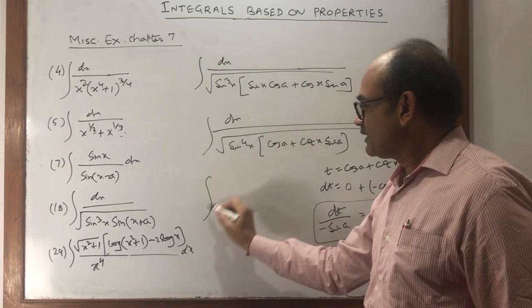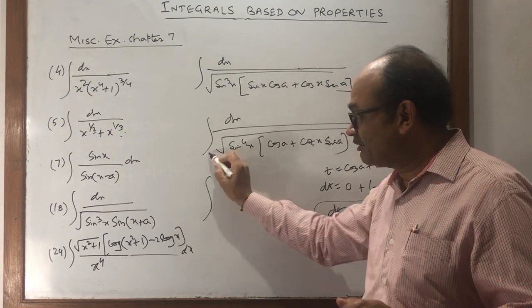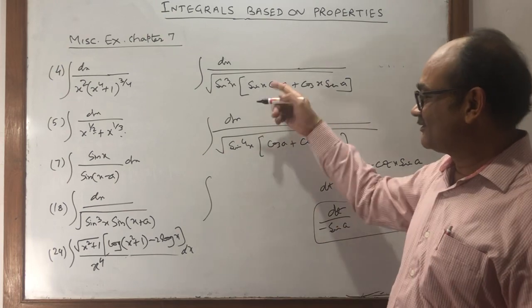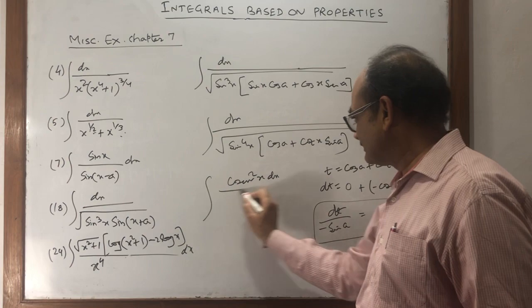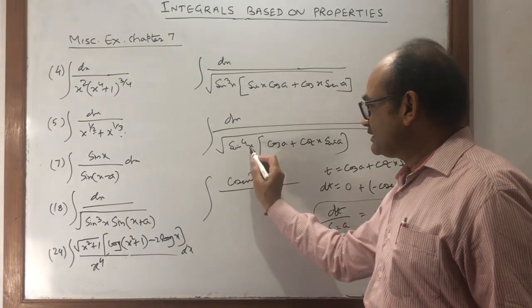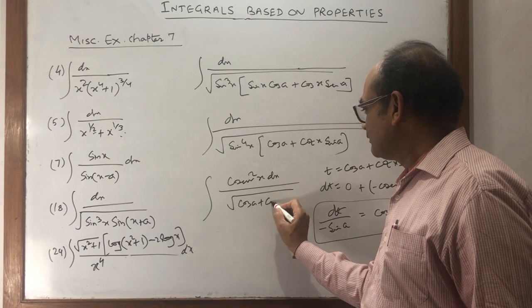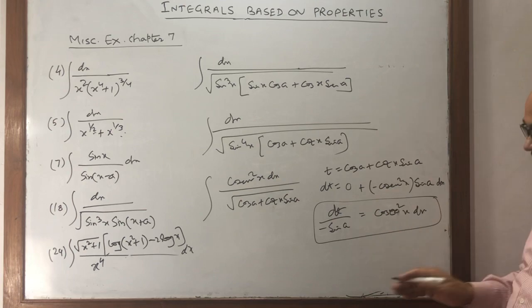Why? Inside the root it is sin to power 4, so outside the root it will become sin square. And what is 1 upon sin square? Cosec square x. So here we can write cosec square x dx divided by sin square, which is out. Inside, the only remaining thing is cos a plus cot x sin a. That's why we assume it like this.